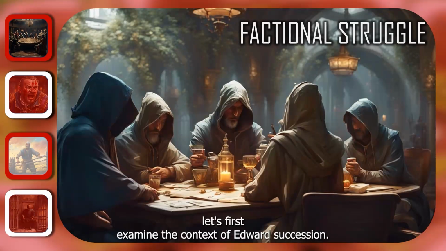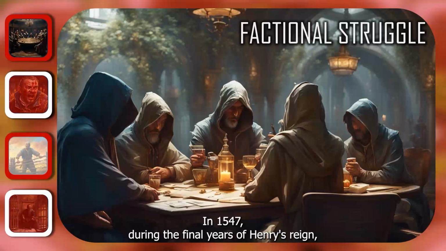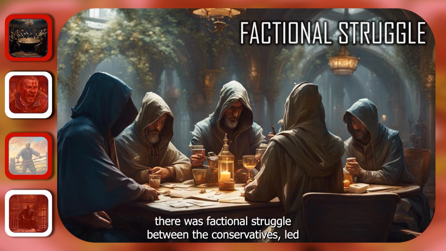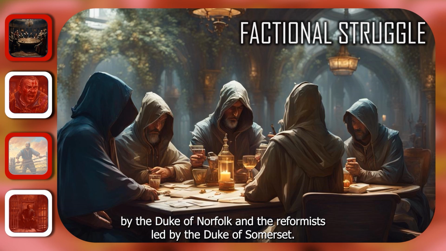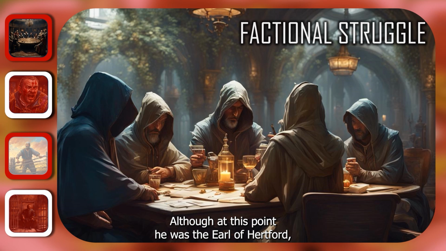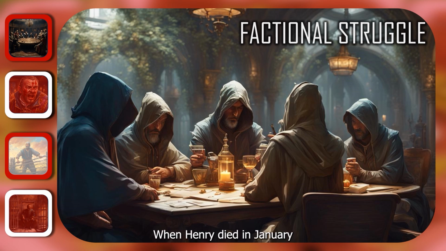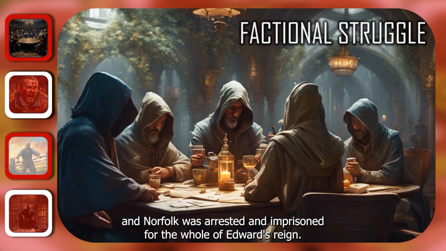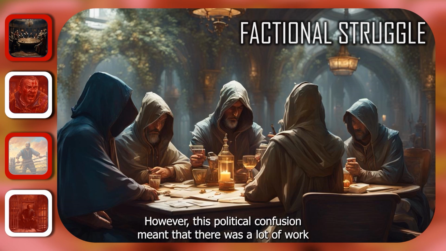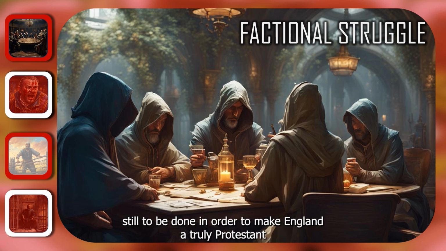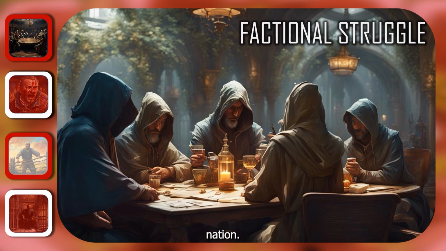Let's first examine the context of Edward's succession in 1547. During the final years of Henry's reign, there was factional struggle between the Conservatives, led by the Duke of Norfolk, and the Reformists, led by the Duke of Somerset, although at this point he was the Earl of Hertford. The faction was divided down religious lines, causing confusion across the nation about the nature of the Reformation under Henry VIII. When Henry died in January 1547, the Reformist faction were dominant, and Norfolk was arrested and imprisoned for the whole of Edward's reign. However, this political confusion meant that there was a lot of work still to be done in order to make England a truly Protestant nation.